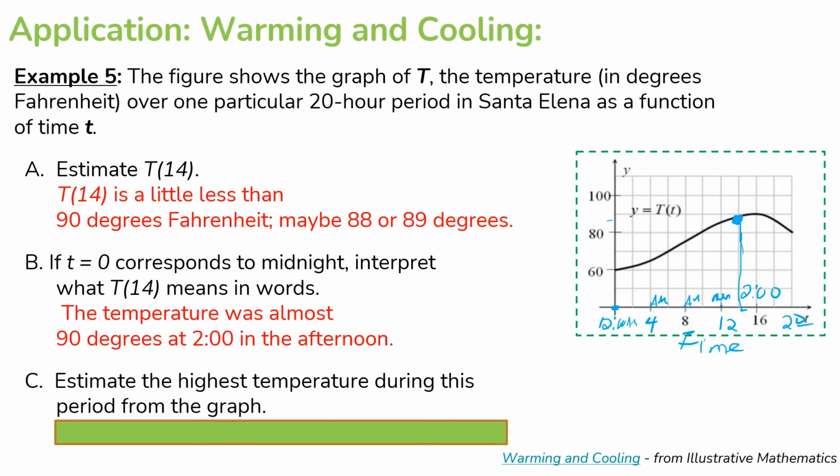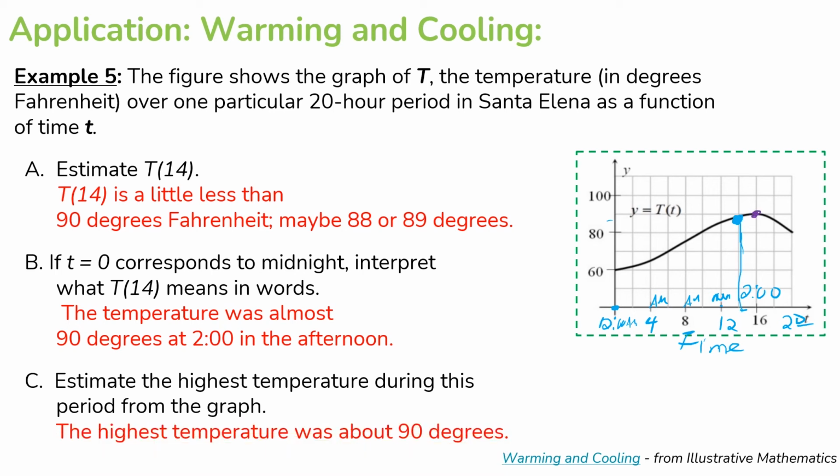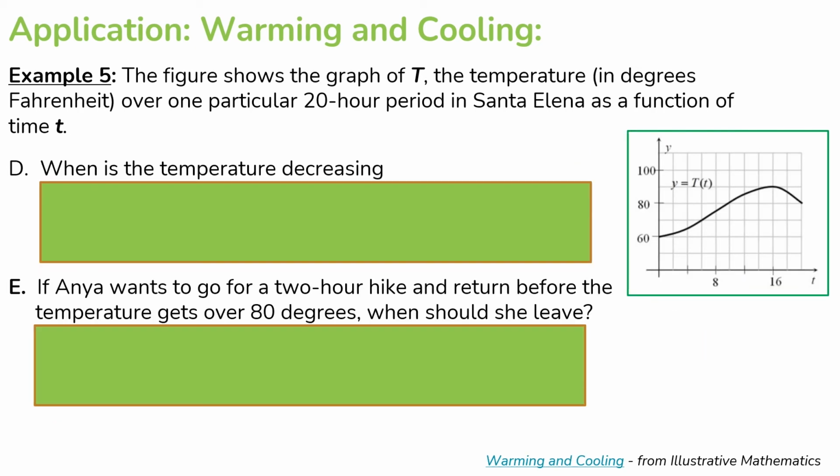Let's look at C. Estimate the highest temperature during this period from the graph. And so the highest temperature would be right here. All right, so the highest temperature was about 90 degrees, and so we have analyzed this graph here. We're actually analyzing this graph here just a little more, so we have 2 more questions we want to answer. It says for D, when is the temperature decreasing?